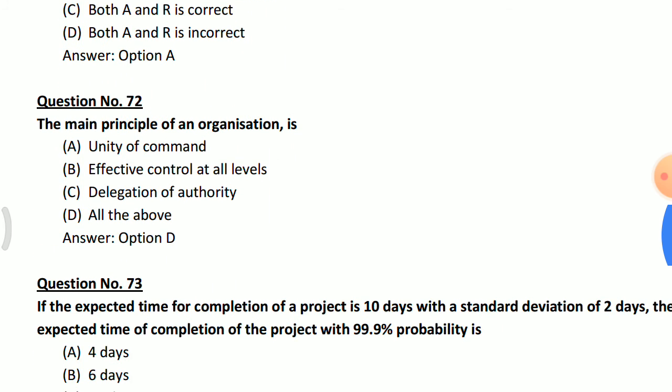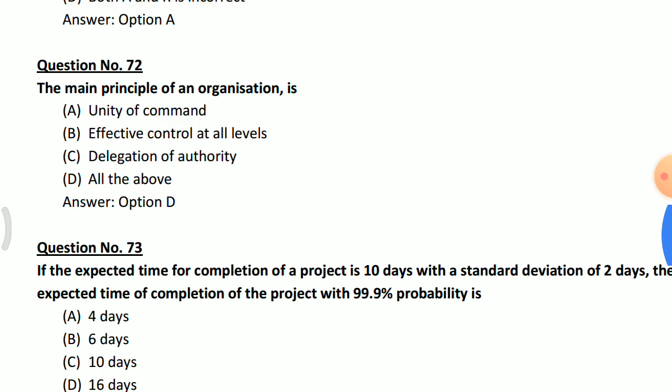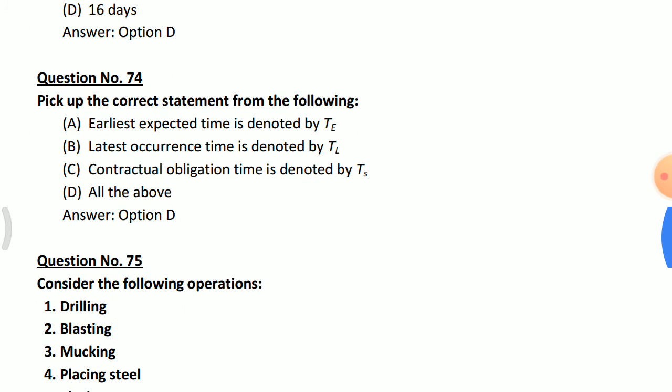The main principles of an organization are unity of command, effective control at all levels, and delegation of authority. All the options are correct. Pick up the correct statement from the following. So all the above are correct.